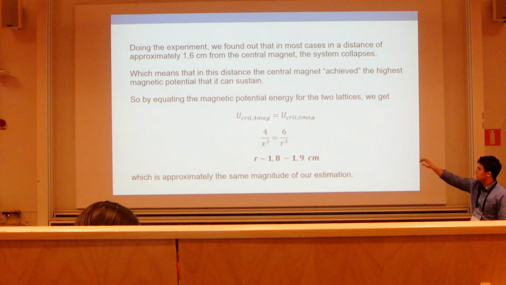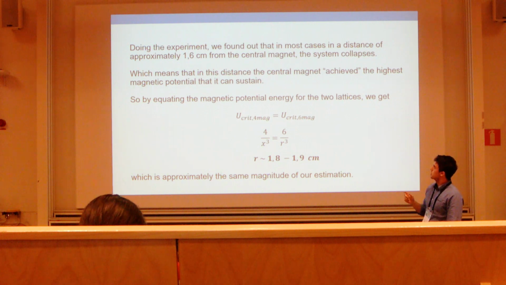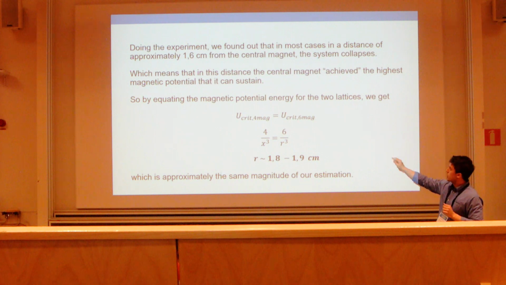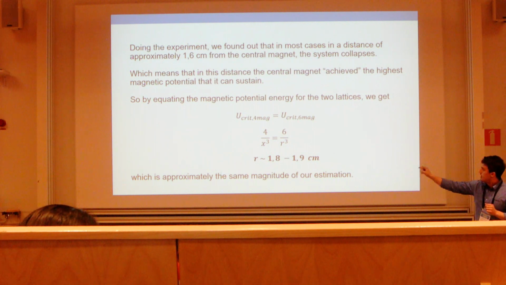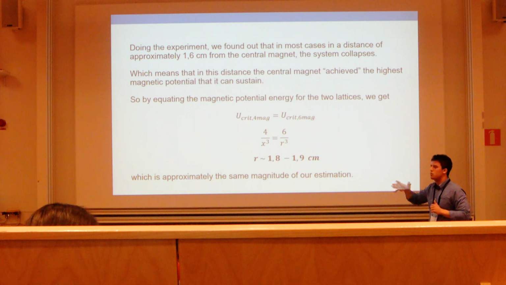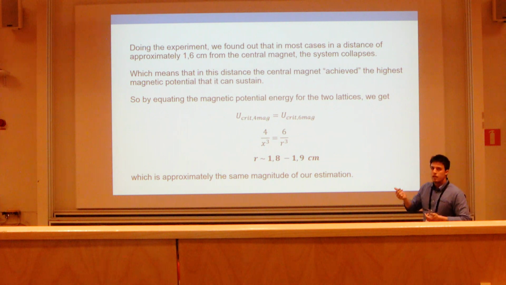During the experiment, we found that when the magnets were approximately 1.6 centimeters from the center magnet, the system collapsed. So by equating the magnetic potential energy for the 2 lattices, we get that the R of the hexagonal lattice is around 1.8 to 1.9 centimeters. It's approximately the same magnitude as our estimation made before.